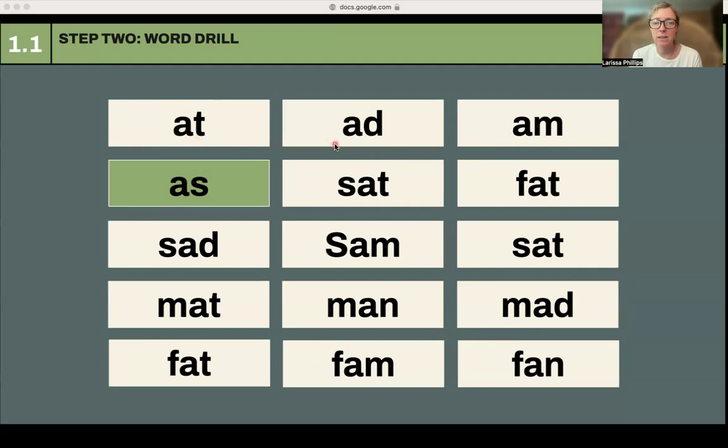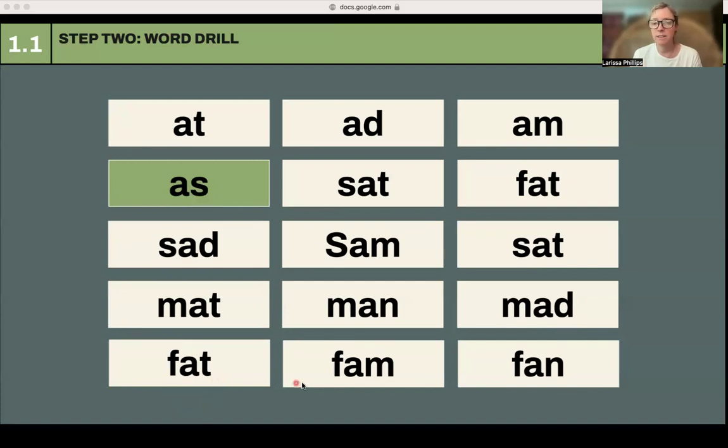At, add, am. Here's our rebel word with the z sound. As, sat, fat, sad, sam, sat, mat, man, mad, like I'm so mad.